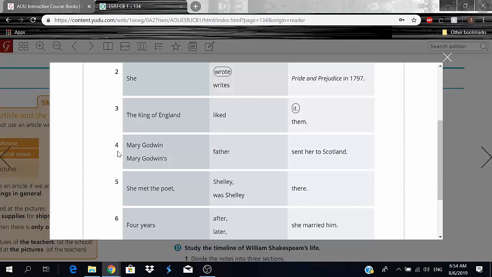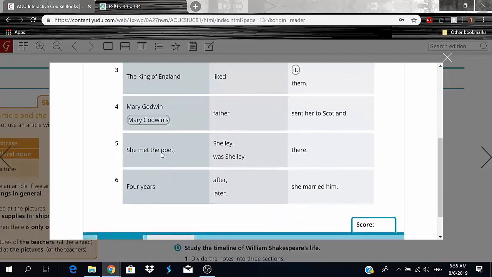Then we have number 4. Mary Godwin or Mary Godwin's father sent her to Scotland. And this is her original name, by the way, you guys, before she got married. So obviously we're talking about Mary Godwin's because this apostrophe S is possessive, right? Mary Godwin's father, aka her father, sent her to Scotland. Okay?